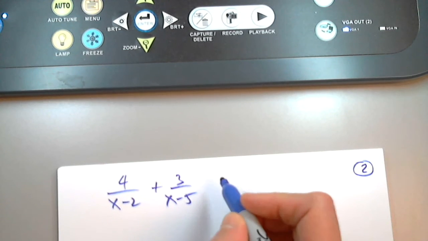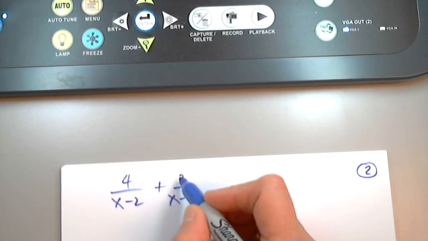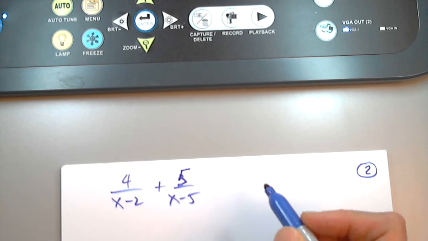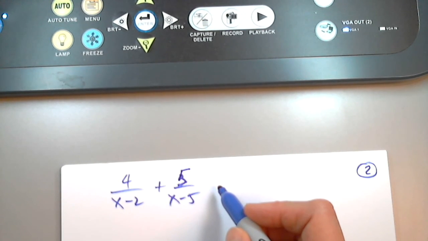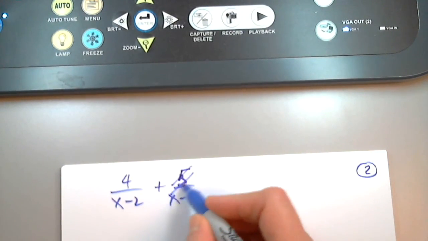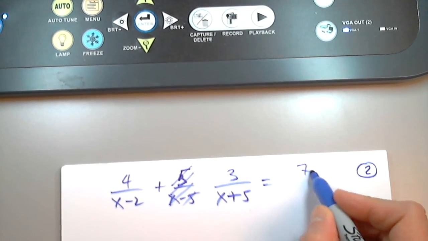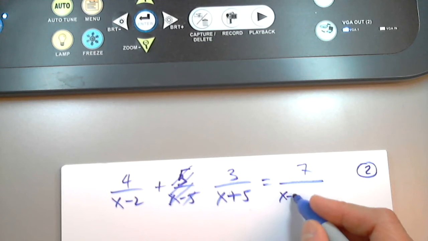Wasn't that plus 5? Oh, sorry, it's plus 5. I'm looking at the other one. Sorry. 3 over x plus 5 equals 7 over x plus 5 times x minus 2. So it is 4 over x minus 2 plus 3 over x plus 5 equals 7 over, okay, got it, thank you.